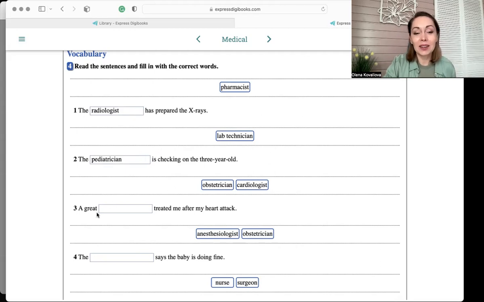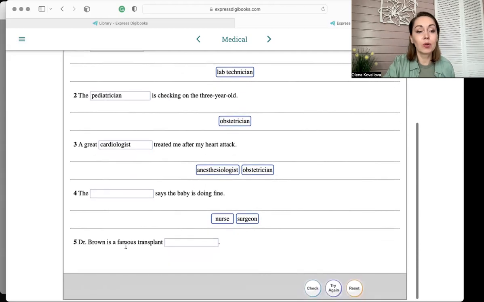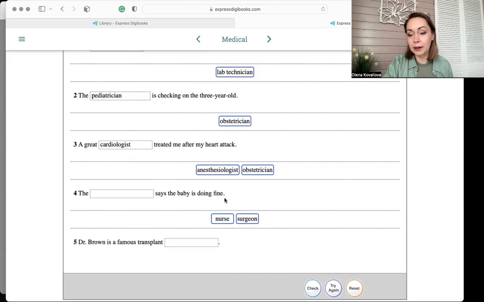The next, a blank treated me after my heart attack. Heart, of course, that's our cardiologist. The fourth, the blank says the baby is doing fine. Okay, baby is doing fine. So, baby, maybe that's about someone just born a few minutes ago, right? So I think that it should be obstetrician.